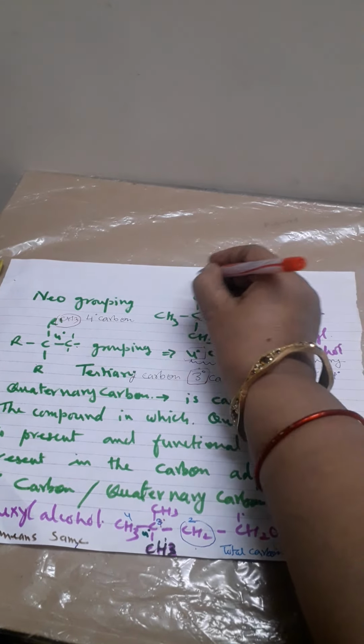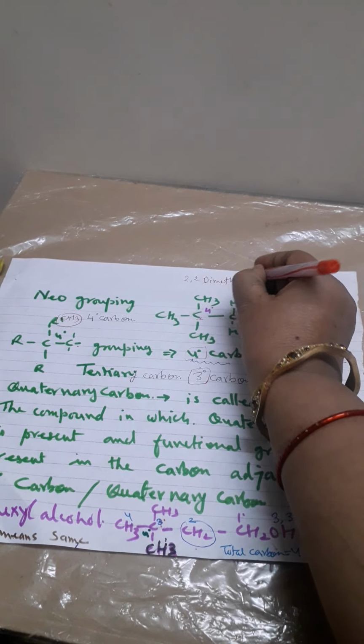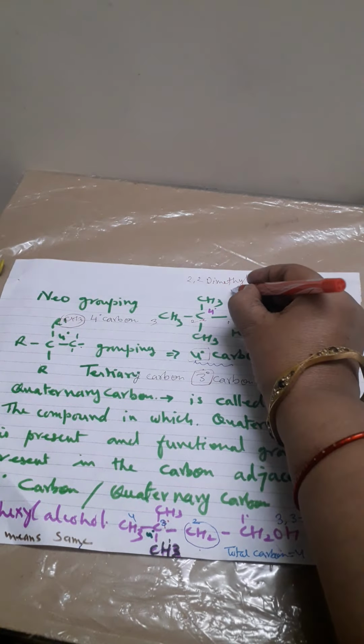So can you name it, the IUPAC naming of it? 1, 2, 3, total carbons here 3, straight chain, and it is 2,2-dimethyl. We are not counting the total carbons, we are counting the straight chain. 1, 2, 3: 2,2-dimethylpropan-1-ol, or we can say 1-propanol. We can also write 2,2-dimethyl-1-propanol. Both of them are correct. Clear? Now you understood quaternary carbon.